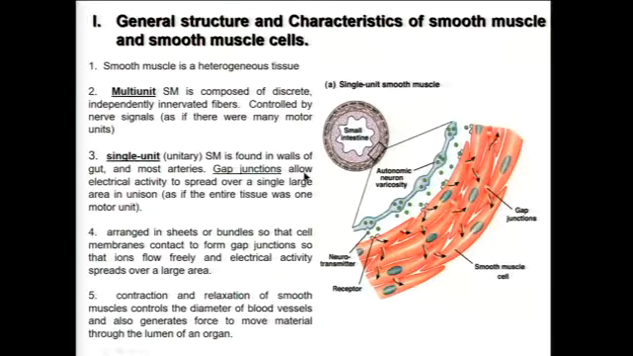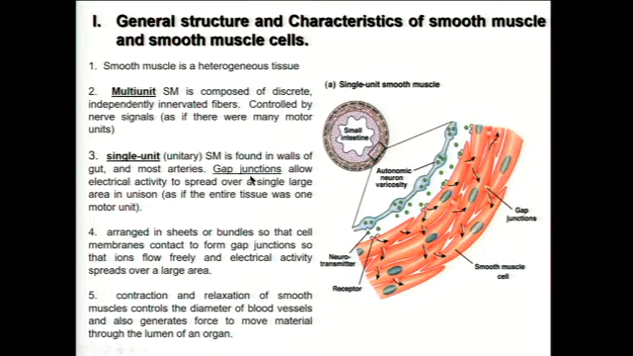So let's talk about some general characteristics. It's slightly different than endothelial cells. Smooth muscle is also heterogeneous, but there's really only two flavors. There's multi-unit smooth muscle. It's composed of discrete, independently innervated nerve fibers. So every muscle cell has its own synapse. It's controlled by nerve signals, as if every muscle cell had its own motor unit.